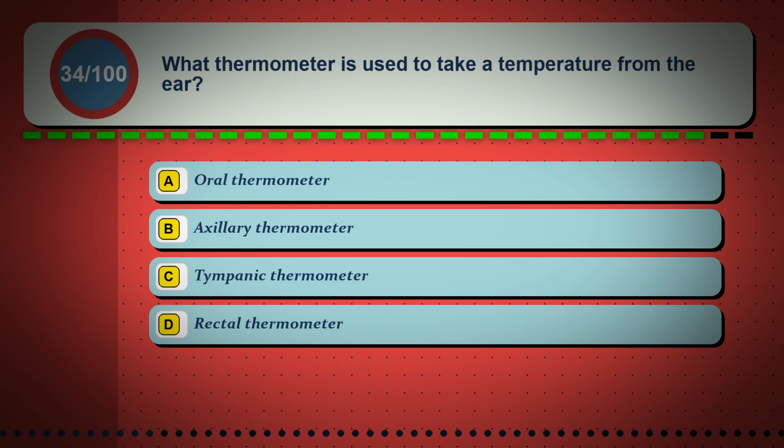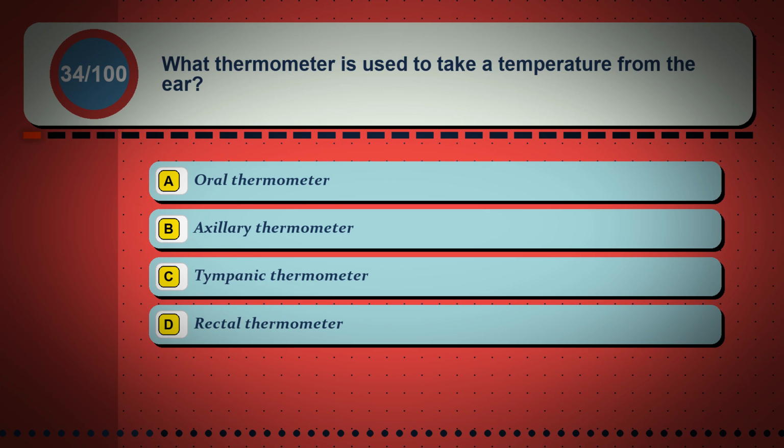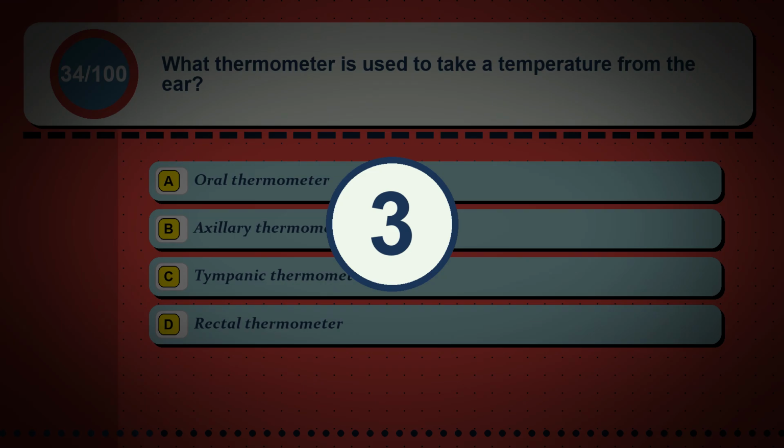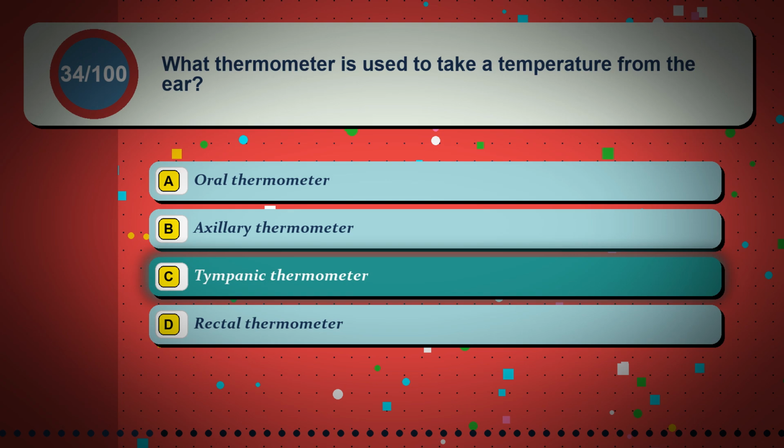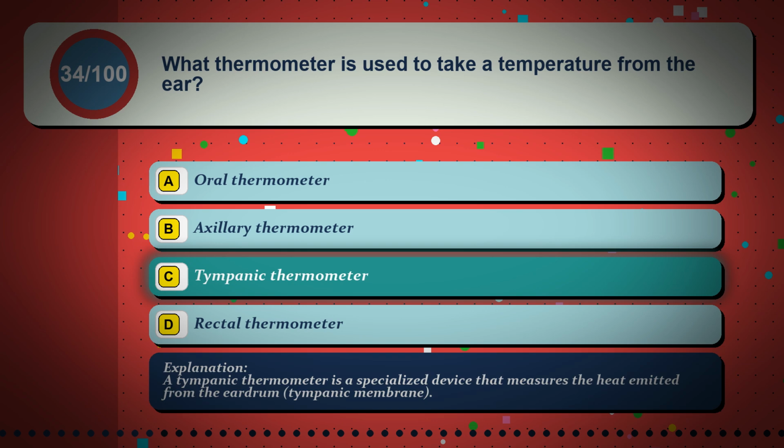Question 34. What thermometer is used to take a temperature from the ear? Option A. Oral thermometer. Option B. Axillary thermometer. Option C. Tympanic thermometer. Option D. Rectal thermometer. The correct answer is option C. Tympanic thermometer. A tympanic thermometer is a specialized device that measures the heat emitted from the eardrum, the tympanic membrane.